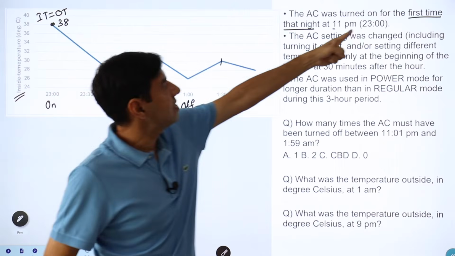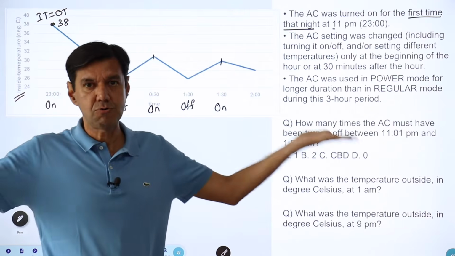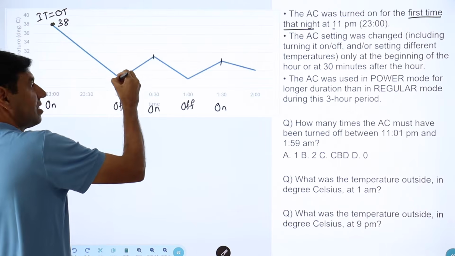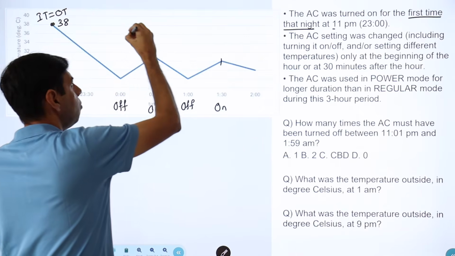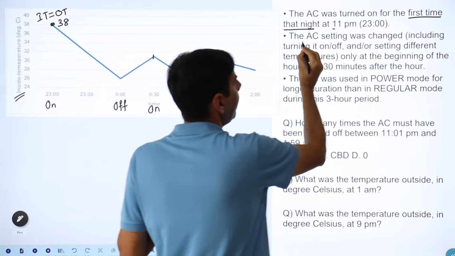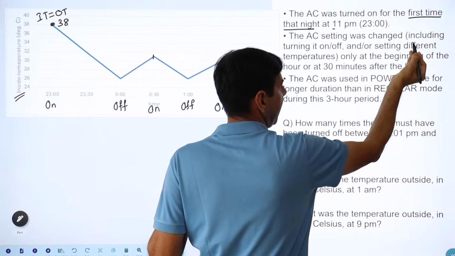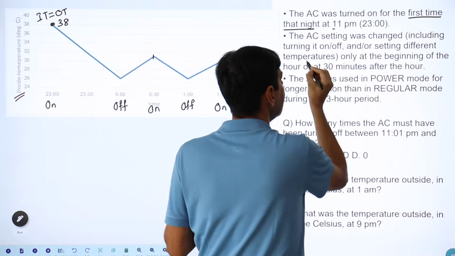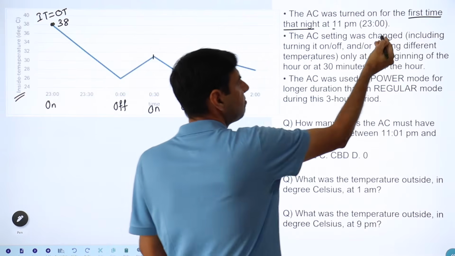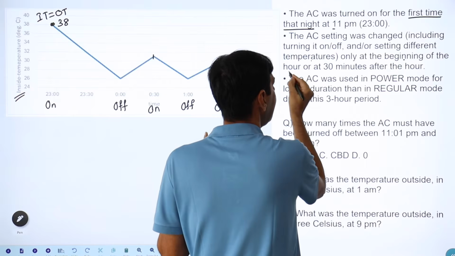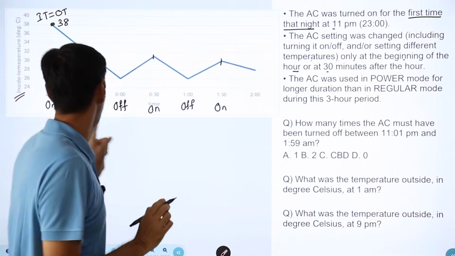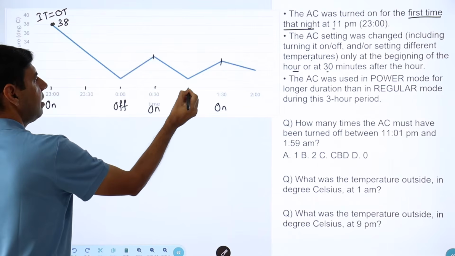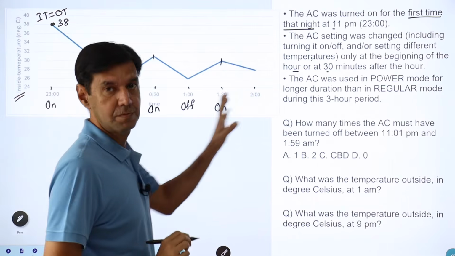Why? Because this is the first time the AC is used. Till now, outside, inside, there's no difference. Now, the inside will drop fast because it's AC, the outside will drop slowly. Okay. Now, the AC setting was changed, including turning it on and off or setting a different temperature. Any of this is called a change, only at the beginning of the hour or at 30 minutes after the hour. So, whatever happens, happens at 11, 11:30, 12, 12:30, 1, 1:30 or 2.